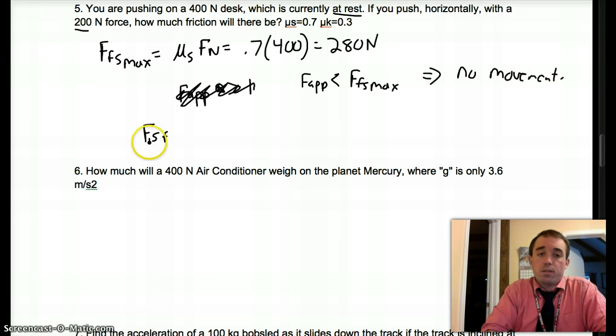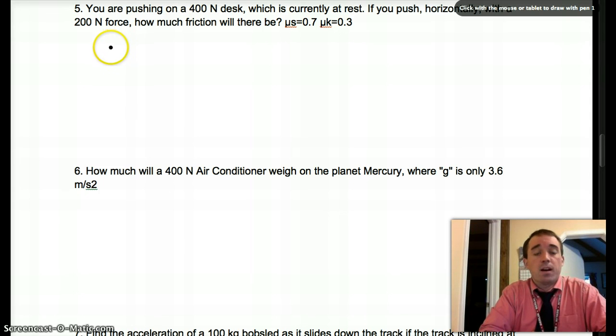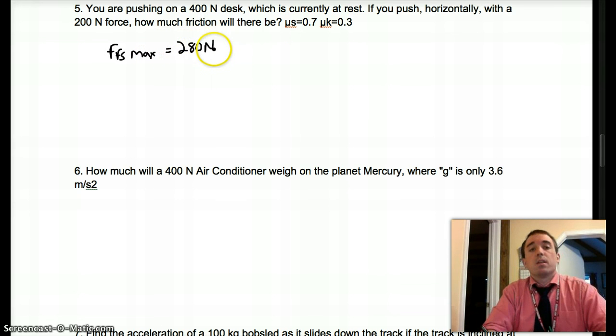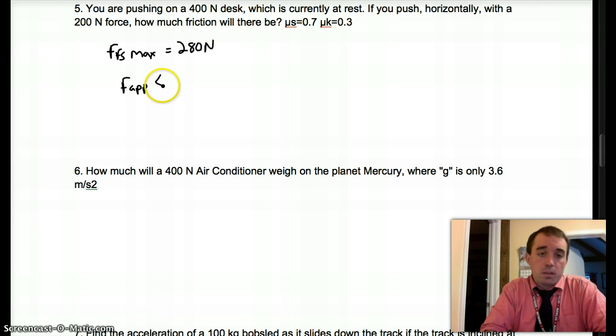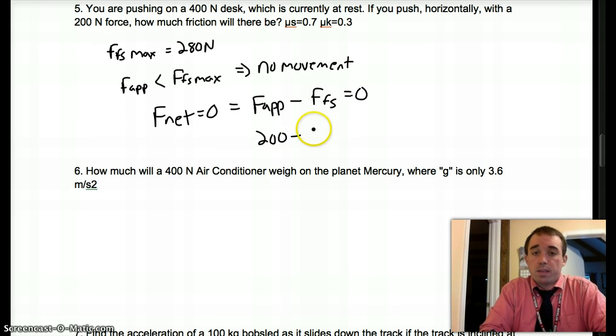My static friction force, going back, my F_FS max was equal to 280 newtons. So my applied force is again less than my static friction force max, which means, going back a couple steps, no movement. No movement means my forces are balanced, which means F net equals 0, which means that my applied force minus my force of static friction, F_FS, has to equal 0. My applied force is 200, which means that my static friction force also has to be 200. So F_FS equals 200 newtons.